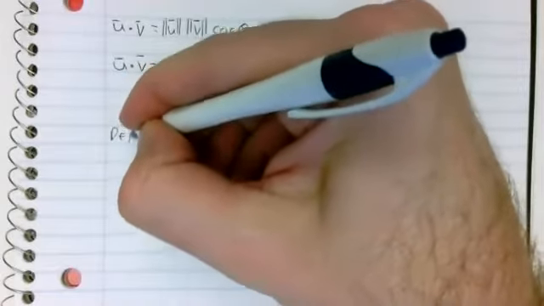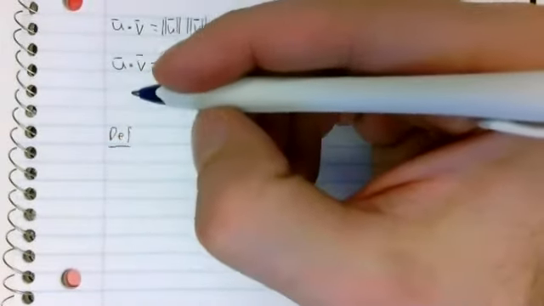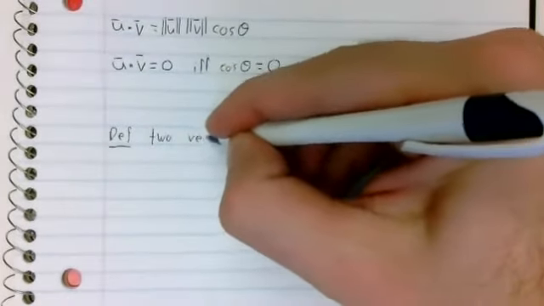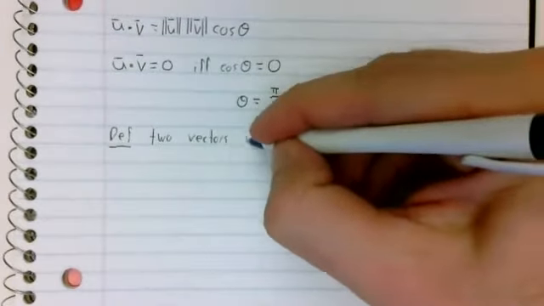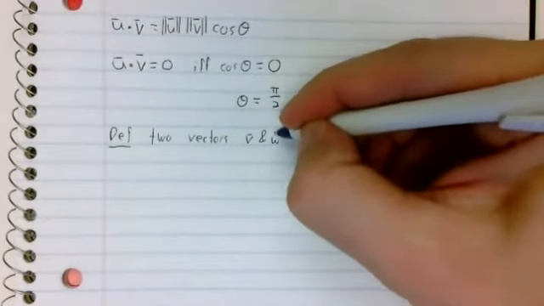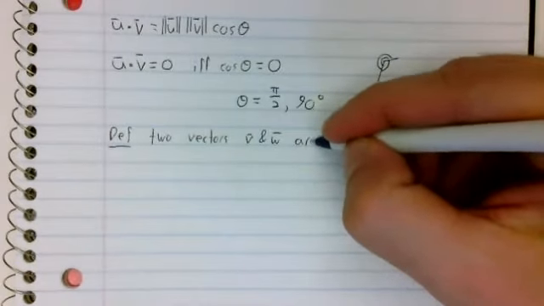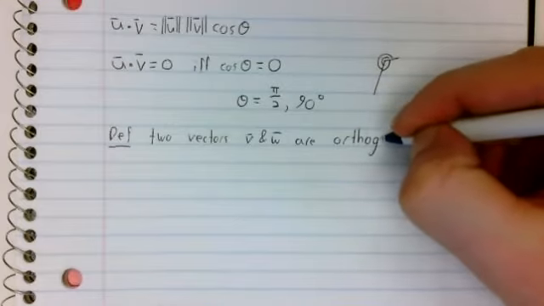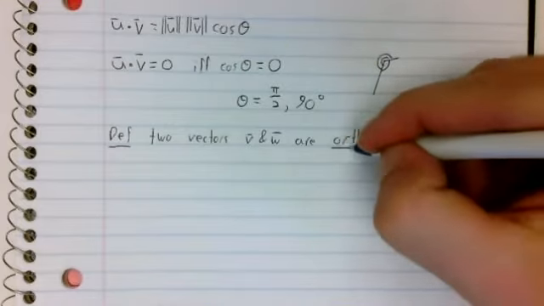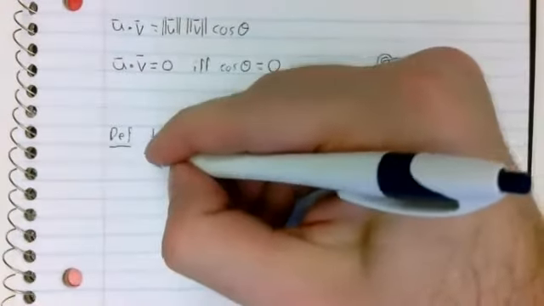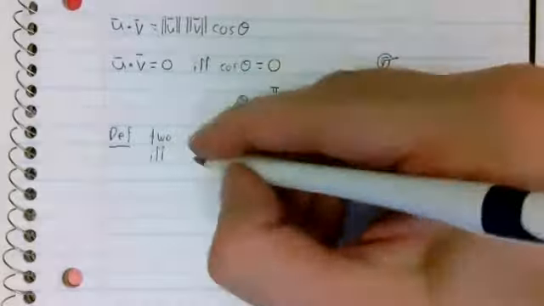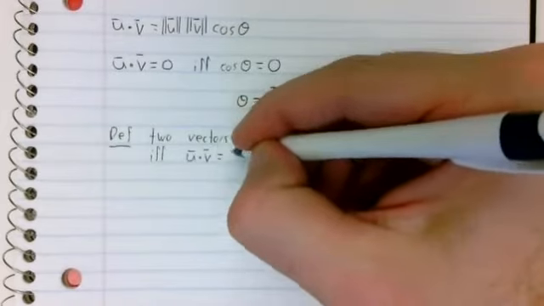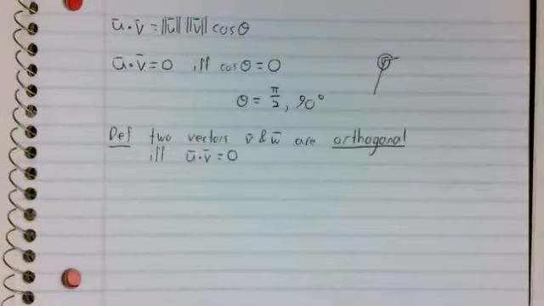So, definition: two vectors v and w are said to be orthogonal if their dot product equals zero.